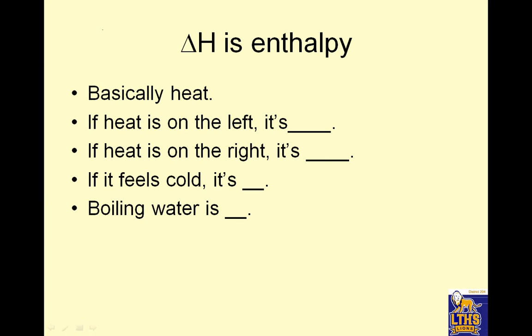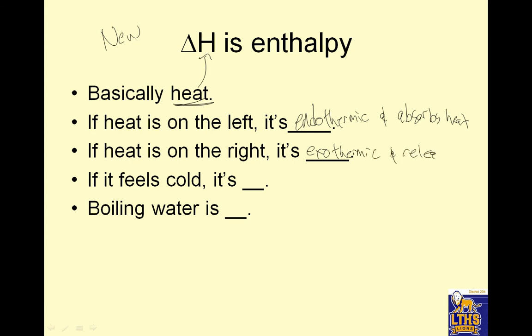Delta H, hey, another new topic. Delta H is enthalpy. It's basically heat. I say H stands for heat. If heat is on the left, it's absorbing heat and it's endothermic. And it absorbs heat. We've done this before, but we've forgotten it. If heat is on the right, it is exothermic. Exo means out. And releases heat.